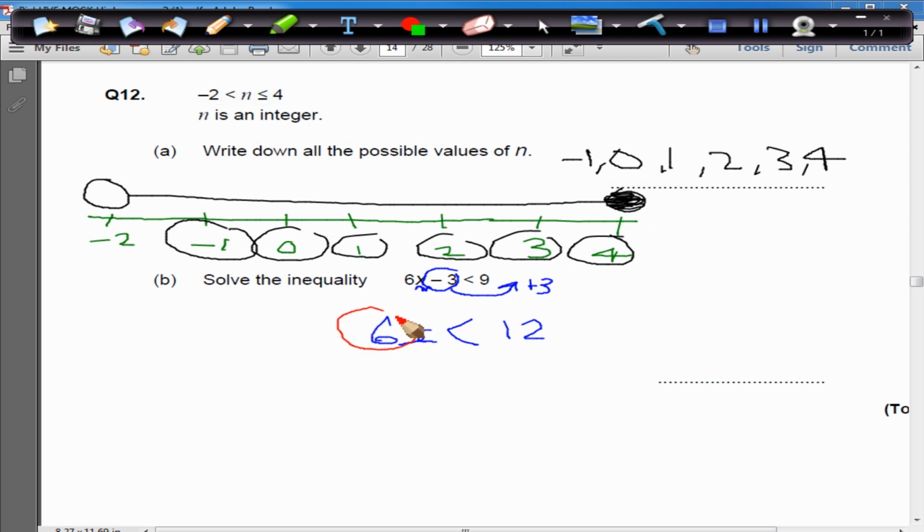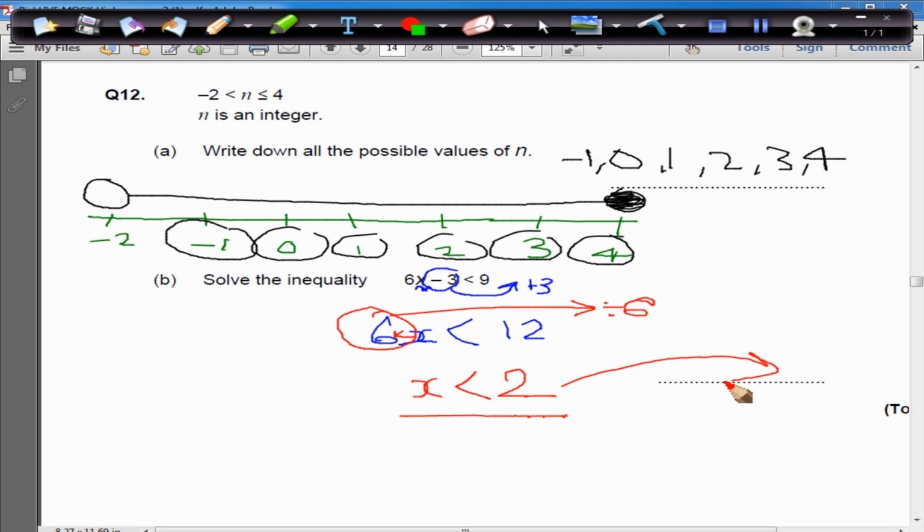So yes, the opposite of times by 6 is? Times by 6 is divide by 6. So we say x is, use the same inequality sign, 2. That is your answer. So that goes over here. Done. That's the end of question number 12.